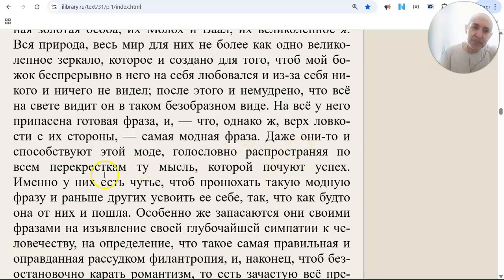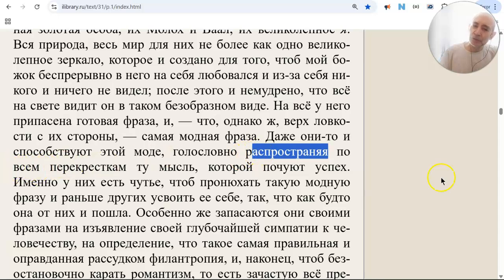Голословно распространяя по всем перекресткам ту мысль, которой почуют успех. Голословно means in an unsubstantiated way. It means groundless, like in a groundless way. Распространяя means spreading. So in a groundless way, spreading.